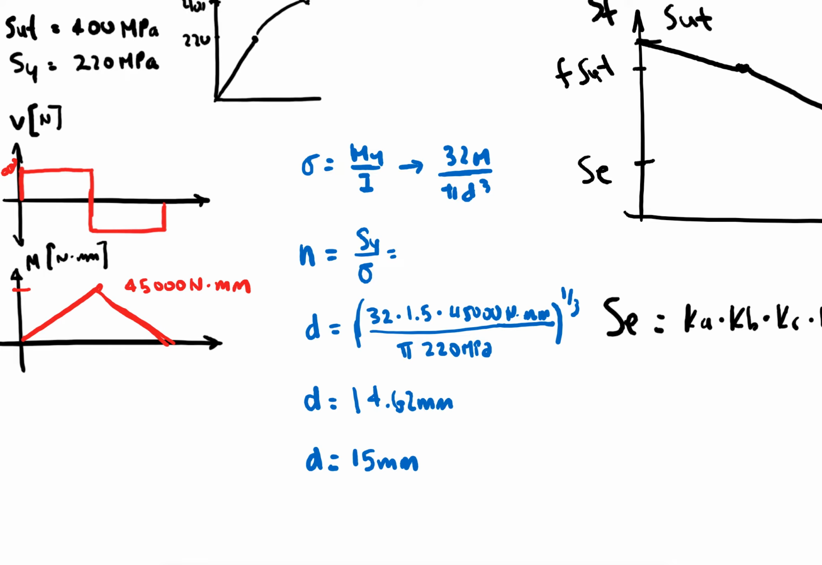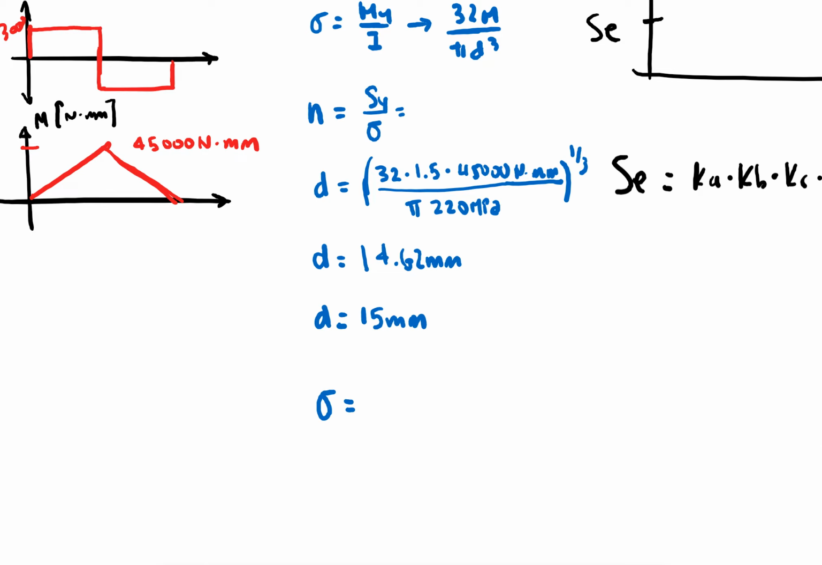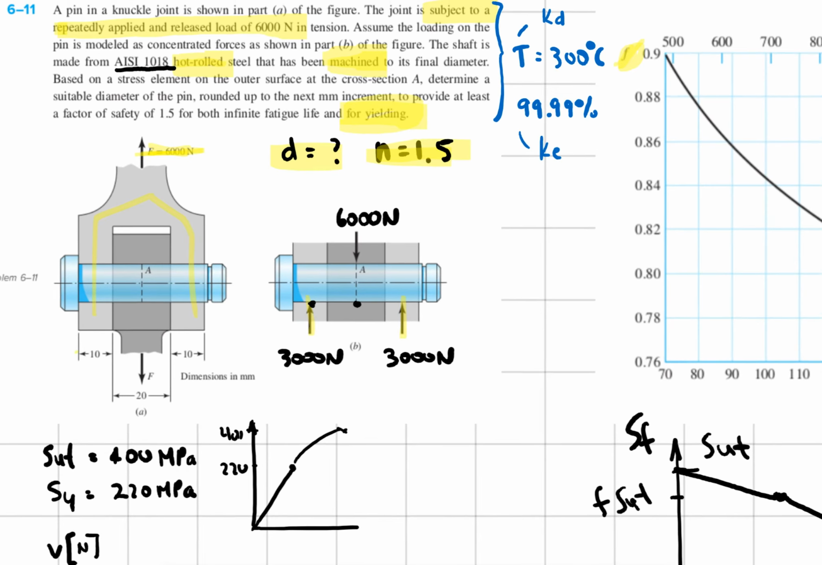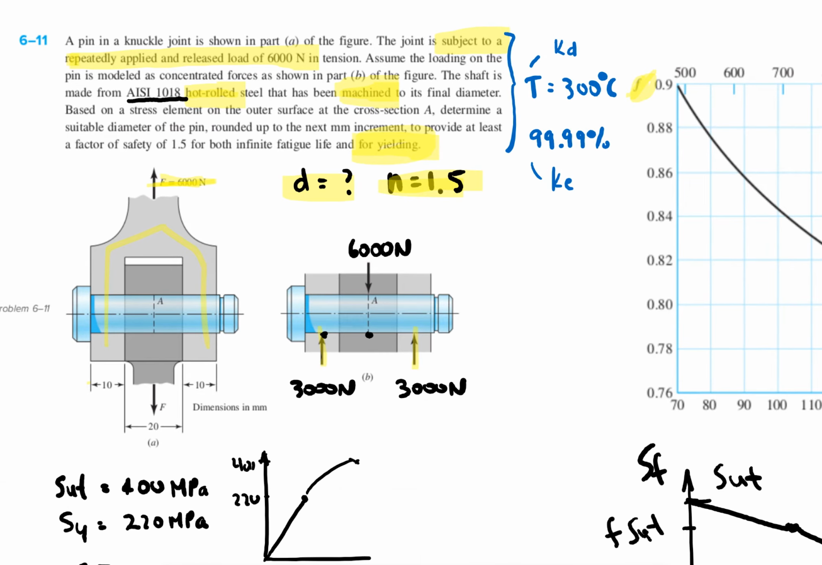But since I'm going a little bit up, I can also calculate what my stress is going to be. So the stress, which is 32M over pi d cubed, gives me a value of 135.8 megapascals. So I'm done with the first part. I already know what the suitable diameter is for the pin, rounded up to the next millimeter increment, and that will provide a factor of safety of at least 1.5. Now I go to the fatigue.